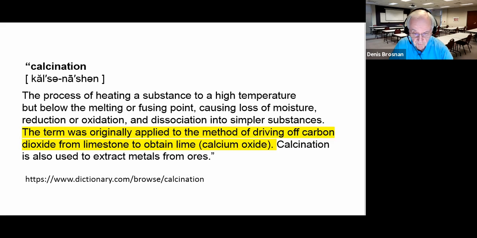This definition says the term calcination was originally applied to the method of driving off carbon dioxide from limestone to obtain lime. Now, societies have been doing this for I don't know how many thousand years in making masonry mortars. I think it goes certainly back to the Greek Empire, Roman Empire, into the Middle East, when people learned that they could burn or calcine calcium carbonate to make a masonry mortar.